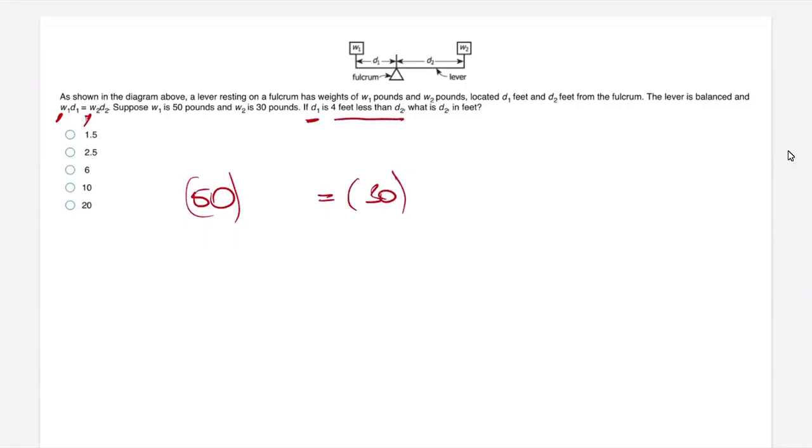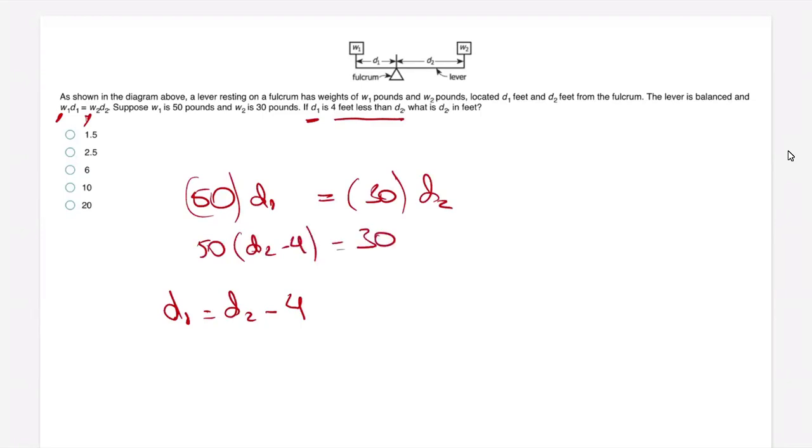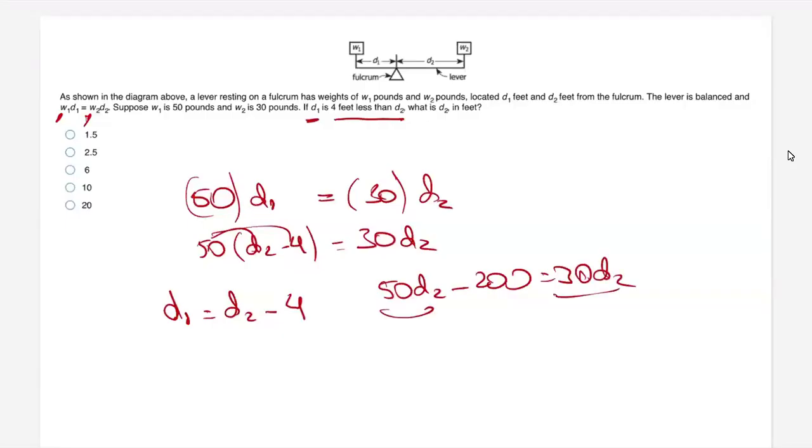D1 is 4 feet less than D2. So D1 is D2 minus 4. So here is D1, here is D2. So 50 times (D2 minus 4) is equal to 30 D2. I distribute: 50 D2 minus 200 is equal to 30 D2. 50 minus 30 is 20 D2 is equal to 100. D2 is equal to 10. Okay?